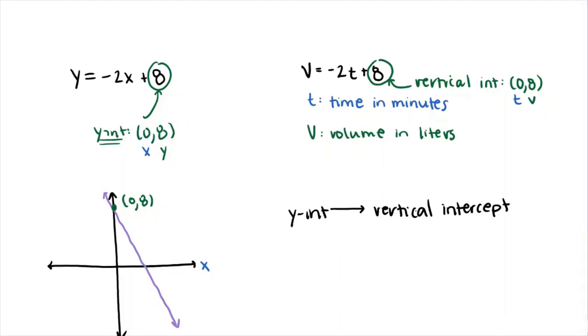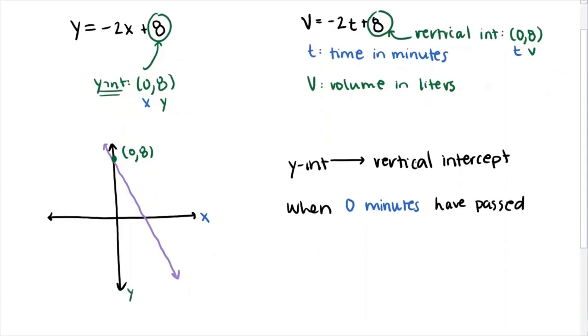What does that mean in words? Well, when t is 0, when 0 minutes have passed since this leak occurred, there are 8 gallons of liquid in the tank. Not 8 gallons, we're using liters here. 8 liters of liquid in the tank.